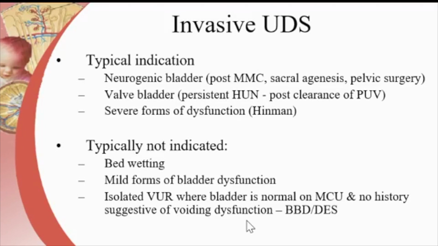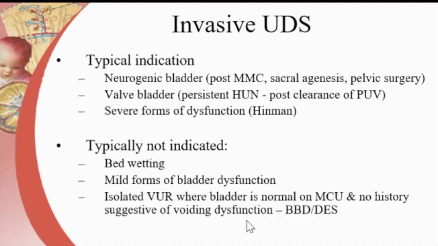The typical indications for invasive urodynamics are neurogenic bladder. In children, it's usually post-myelomeningocele or sacral agenesis, and sometimes it can be because of a pelvic surgery, like pull-through surgeries. It can be due to a valve bladder, where there is persistent hydronephrosis or rising creatinine even despite the clearance of the posterior urethral valve, and severe forms of bladder dysfunction, like Hinman syndrome, are indications for invasive urodynamics.